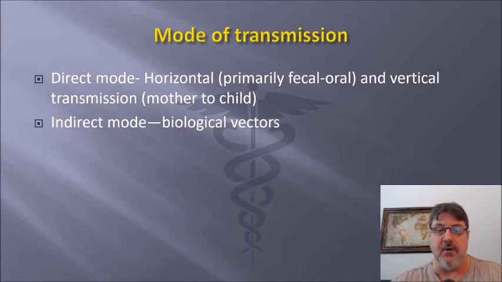Two primary modes of transmission. One is the direct mode. A horizontal transmission would be, in most cases, fecal-oral, and the vertical transmission is mother to child. Mother to child, toxoplasma would be a good example of vertical transmission. And then, of course, the indirect mode, and that is through the biological vectors, the mosquitoes, the tsetse flies, the kissing bugs, etc., etc.